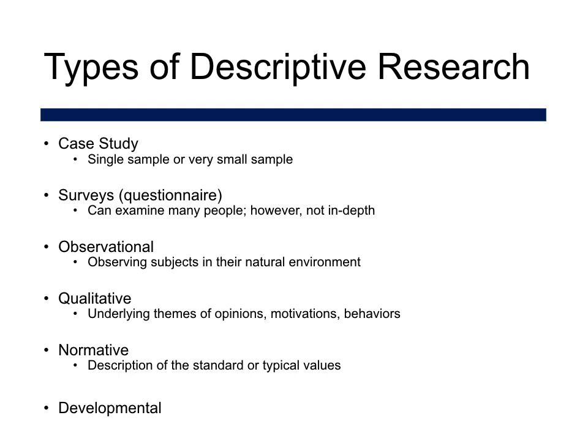Qualitative research focuses on underlying themes that can be derived from subjects' opinions, motivations, and behaviors. And we're going to talk about that more in just a few minutes. And then normative research describes typical or standard values for a characteristic of a population. And developmental research describes the developmental changes in behaviors in a population over time.